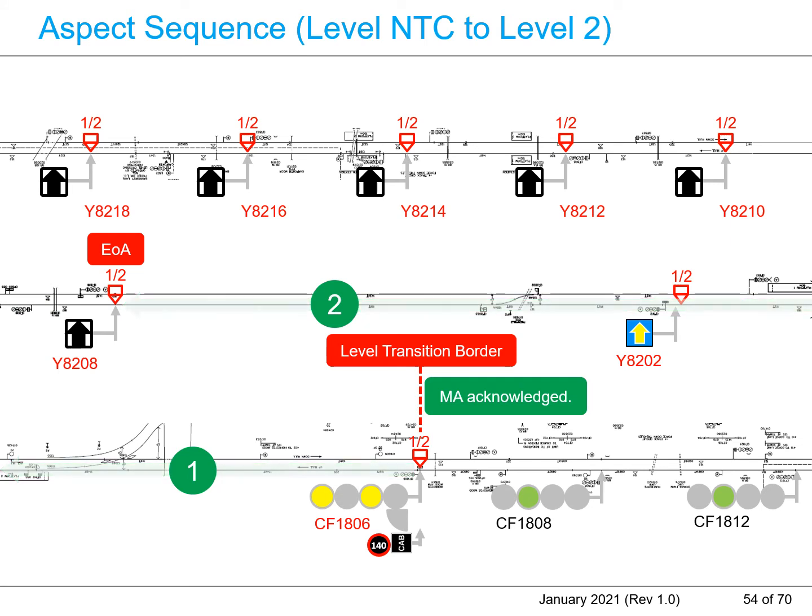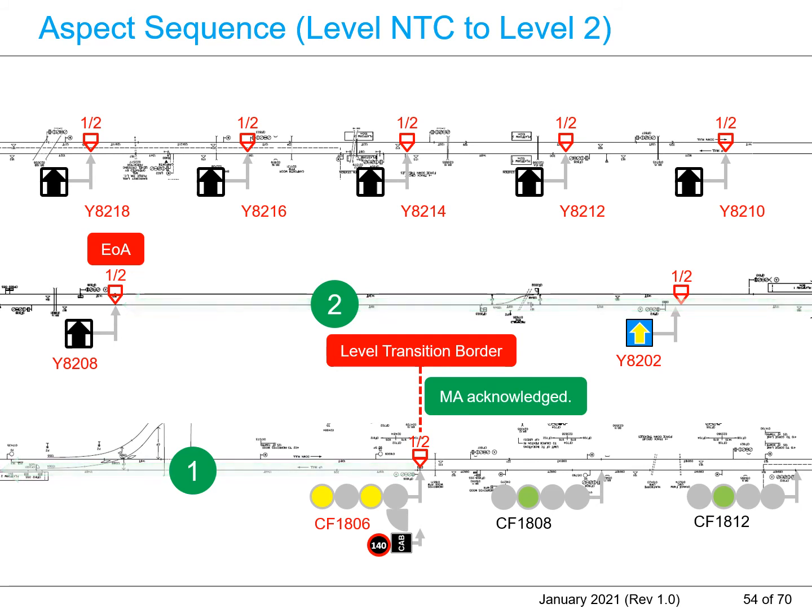When the EOA is at the end of the 2 block sections, beyond the final signal in the level NTC 4 aspect signaling area, the final signal will indicate double yellow aspect. The double yellow aspect of the 4 aspect sequence provides information to the train driver that the EOA is at the end of the 2 block sections beyond the signal, and to expect speed reduction during the journey beyond the final signal.